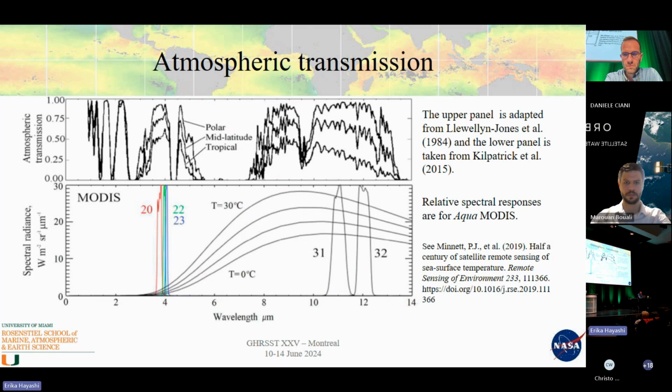This shows the Planckian emission at temperatures going from 0 to 30 degrees C, and the usual split window channels are positioned close to the peak of Planck's function, which is great. These are not. But however, if you look, the change in the signal going from 0 to 30 is proportionally much larger than going from 0 to 30 there. So there is a radiometric advantage in those channels as well.